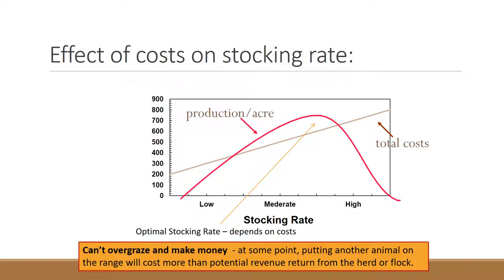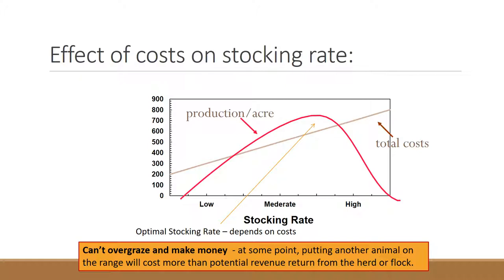This leads to the idea, or the tenet, that you can't overgraze and make money. At some point, you're going to put another animal out there that's going to cost more than its revenue. And a lot of people think that when they see a lot of animals or heavy grazing, they think, oh, that person's just trying to make money. Well, you actually can't make money and overgraze.